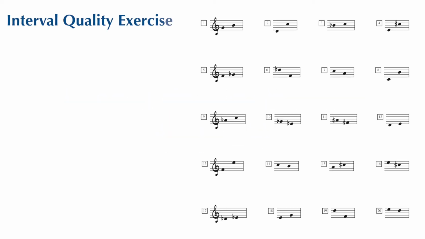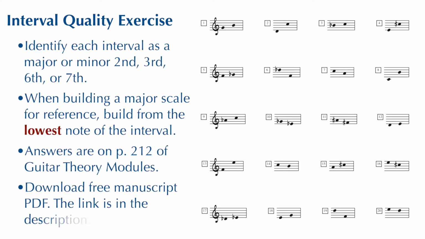Top of page 27, we have this interval quality exercise. Your job is to figure out if these are major or minor seconds, thirds, sixths, and sevenths. And remember that if you're using your major scale to figure out the interval quality, you use the low note as your reference point. If you have my book, Guitar Theory Modules, write your answers right there in the book, and you can check your work on page 212. And if you don't have my book, just write this on a piece of paper.